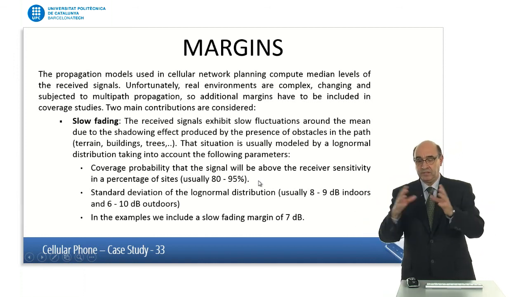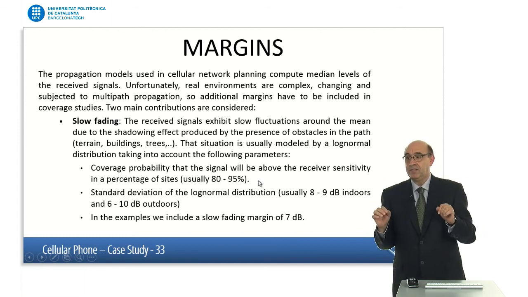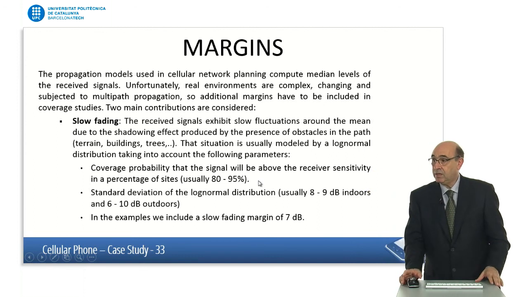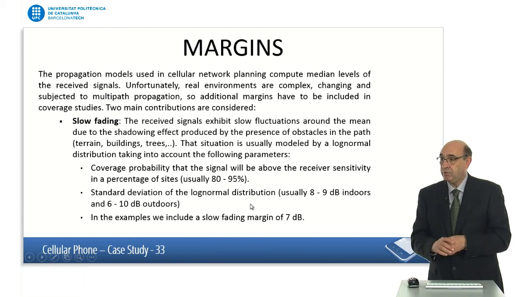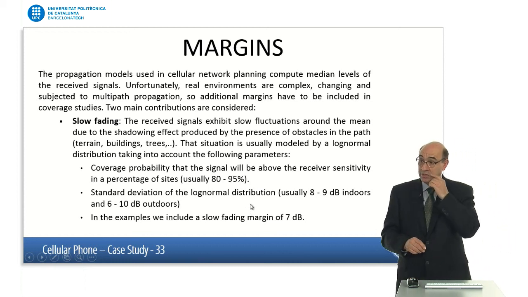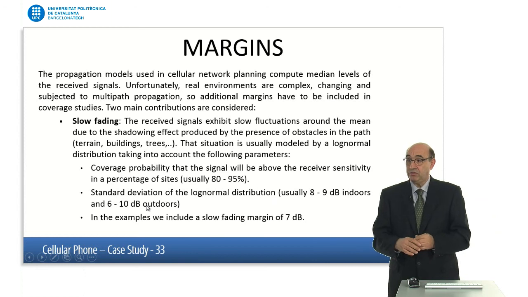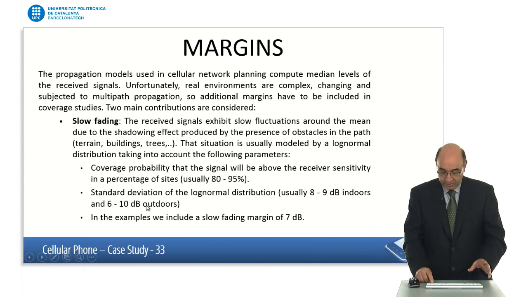You know that in a cell, if you are close to the base station, this is really good, but if you are near the edge, things could be really bad. So depending on the percentage of sites you want to cover, this is a parameter that will enter this distribution. And then you also have to consider the standard deviation depending on whether you are indoors or outdoors. In the examples, we are going to include a fading margin of 7 dBs in our calculations.